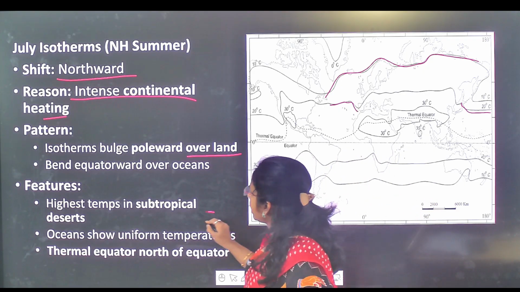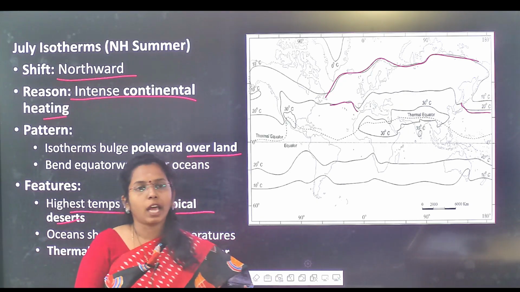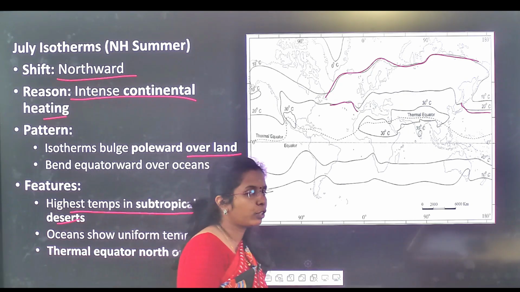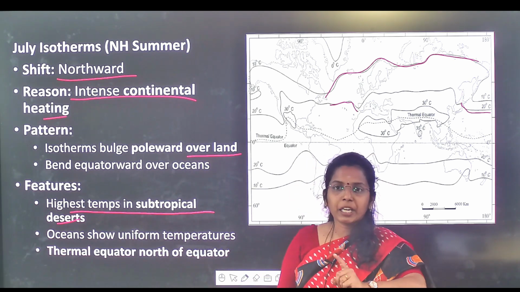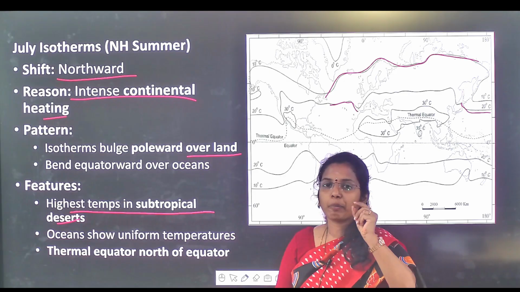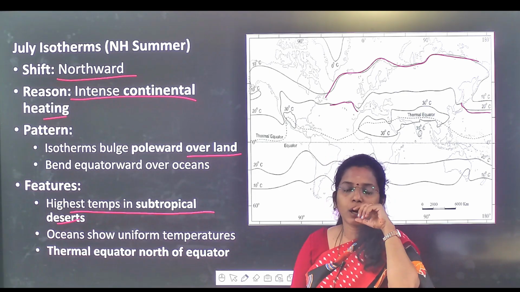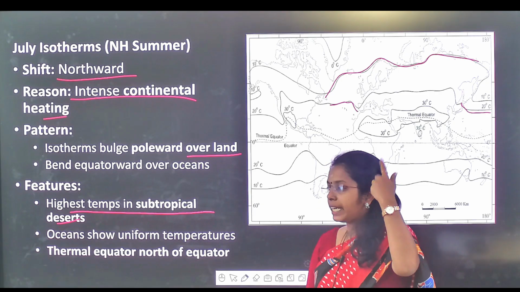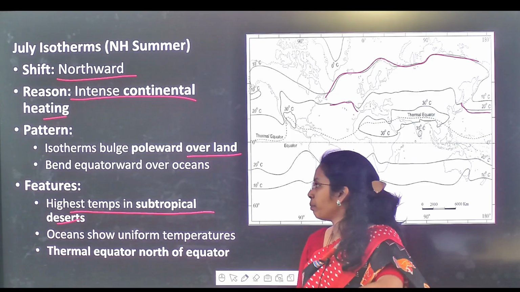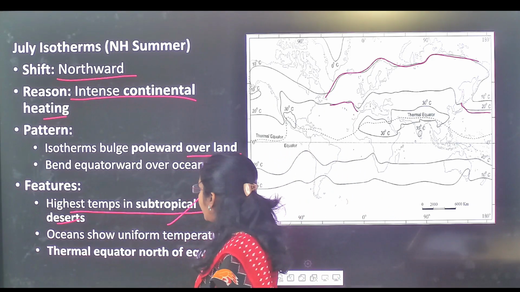Next, highest temperature in subtropical deserts. If I ask, during July isotherms, where you will find the highest temperature, at the equator? No. Highest temperature, high insolation, is at subtropical deserts because you will see clear skies, so reflection by clouds is less. At the equator you will see more reflection by clouds. Highest temperatures in subtropical deserts.